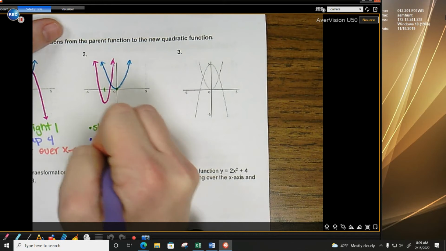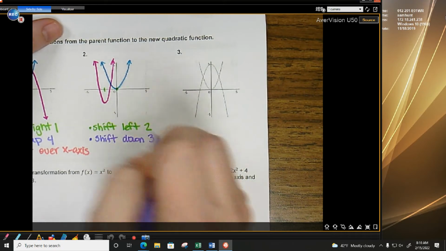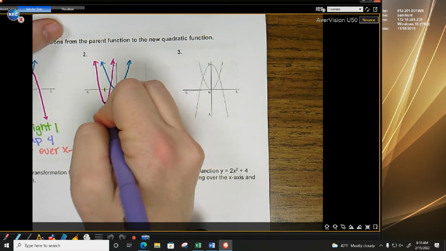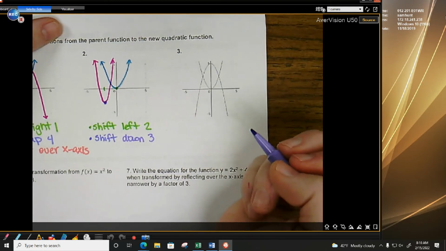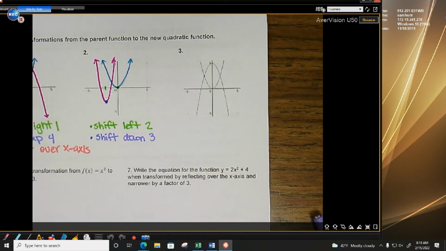Am I now at the new vertex? Yes. Did I reflect? No, but what did I do? I got skinnier, which means that's a vertical stretch.